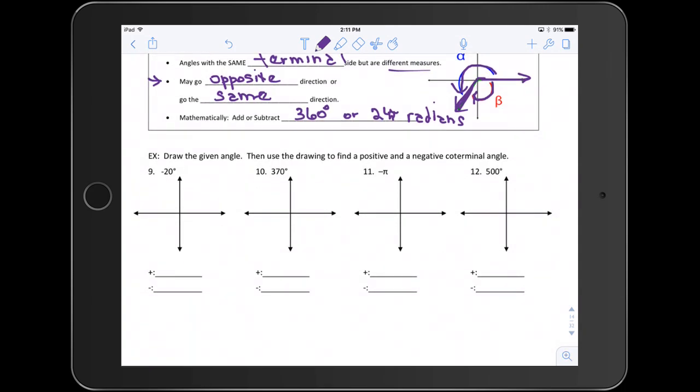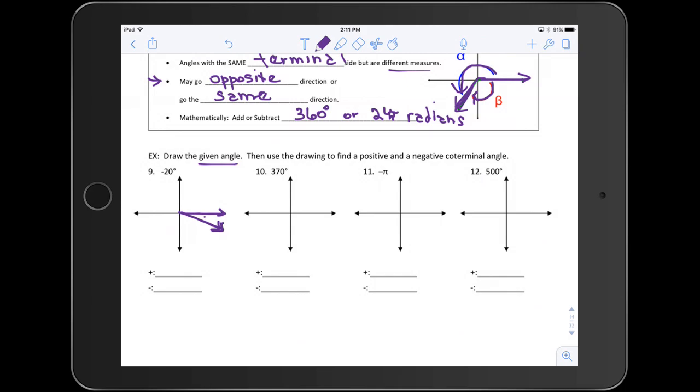It says draw the given angle. So the first thing we're going to do is draw the given angle, and then we're going to use that drawing to find a positive and a negative coterminal angle. The first thing I see is that it is a negative 20 degrees. If it were a positive 20 degrees, it'd be up here, but it's not. It's a negative 20 degrees, so we go clockwise instead of counterclockwise. So it's going to be about right here. This is my initial side, and this right here is my terminal side. And we have negative 20 degrees right in here.